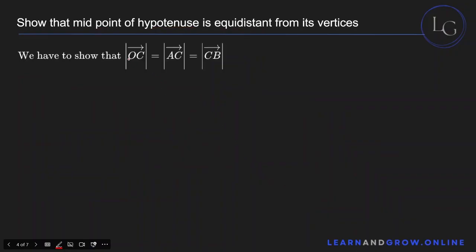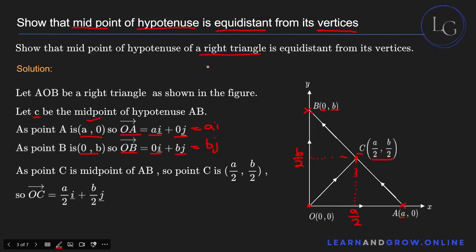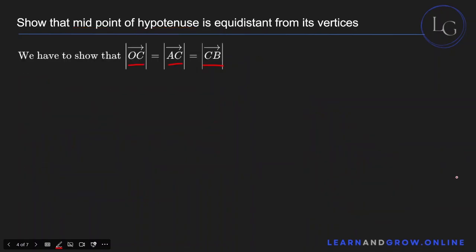We have to show that the magnitude of the position vector OC is equal to the magnitude of the position vector AC, which is equal to the magnitude of CB, right? And just to explain why that is, because this is OC, this is OA, and this is OC. The equidistance basically means that this triangle OCA is an equilateral triangle. And we need to prove that.